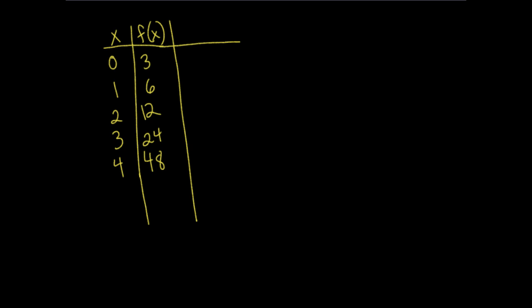Okay, so we're going to start off with an example that I'd like to show you. This is just some relationship from an input and an output. F is our function. And it looks like every output is doubled. So if you take f of 0, which is equal to 3, and you multiply it by 2, that gives you f of 1.